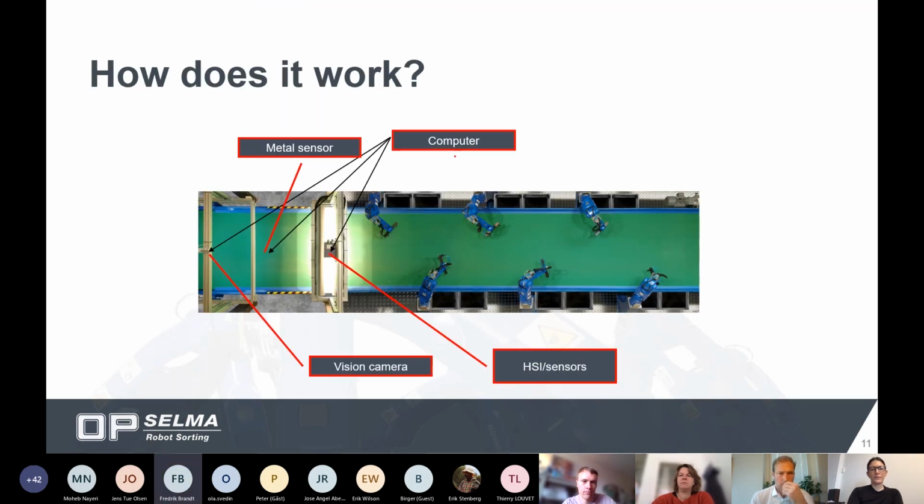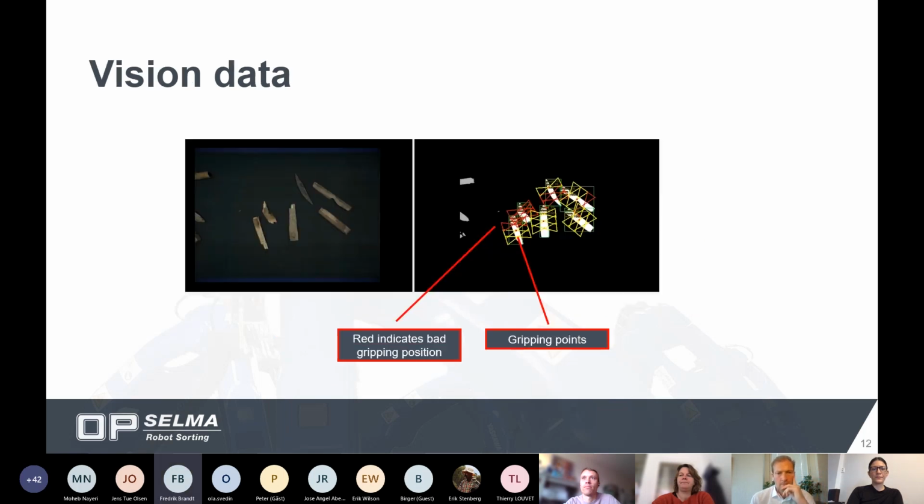So how does it work? This is a drawing of the unit from above. The waste comes from the left and it passes various sensors, hyperspectral vision, metal sensors. It goes to a computer and the computer locates how to pick the object that we have seen, but also classifies the object itself.